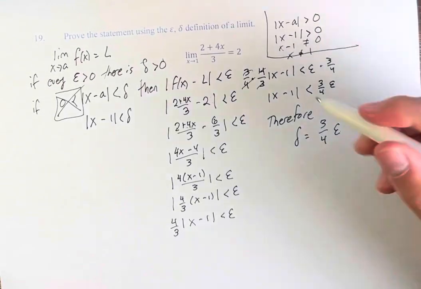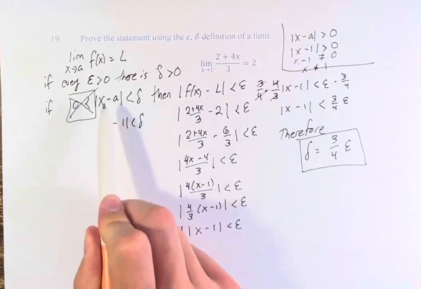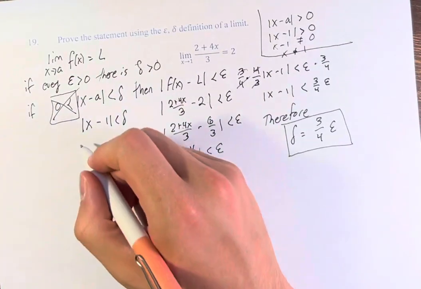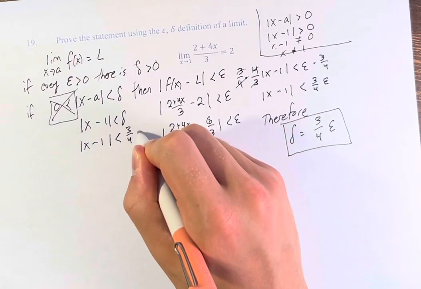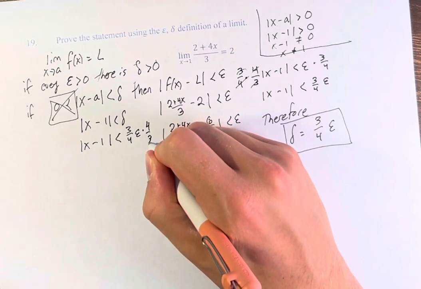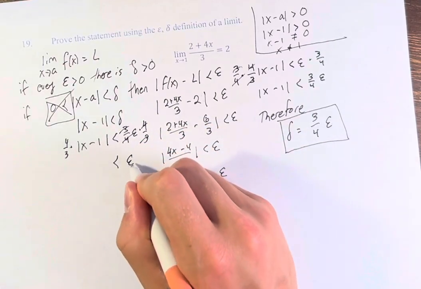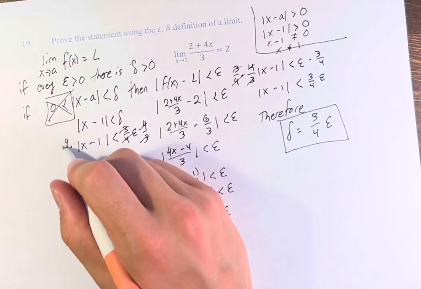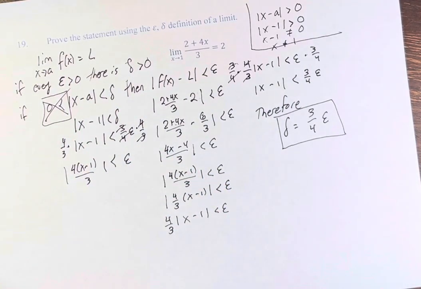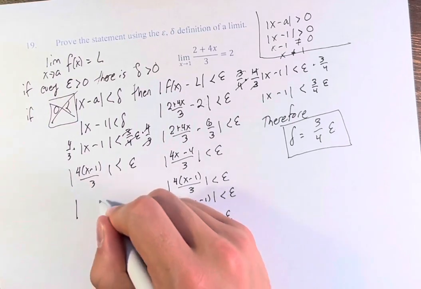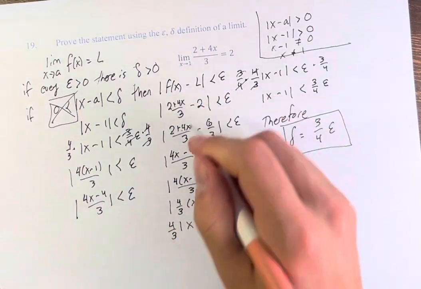Given this relationship, to prove that this is true, we plug it into |x - a| < delta, which is |x - 1| < delta. So delta is equal to (3/4) epsilon, therefore |x - 1| < (3/4) epsilon. Multiplying by 4/3, we get epsilon is greater than 4|x - 1|/3, in absolute value, of course. This is equal to |4x - 4|/3. You can see we're basically just undoing what we just did.